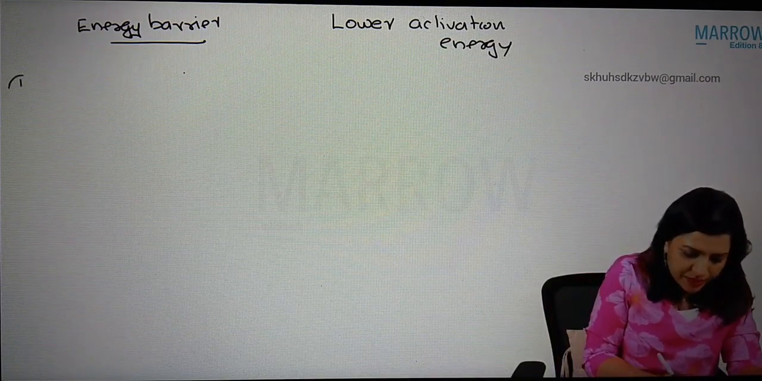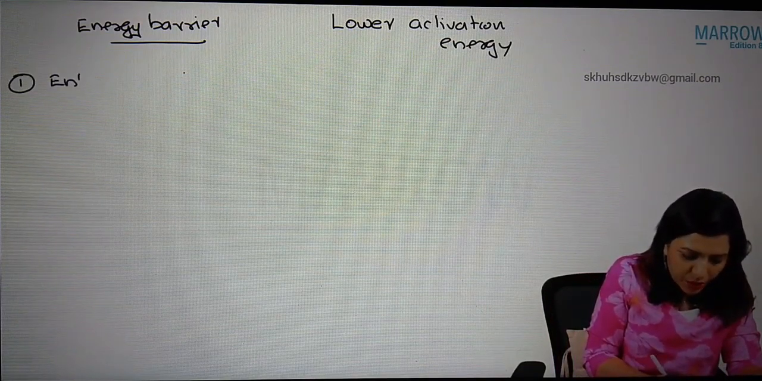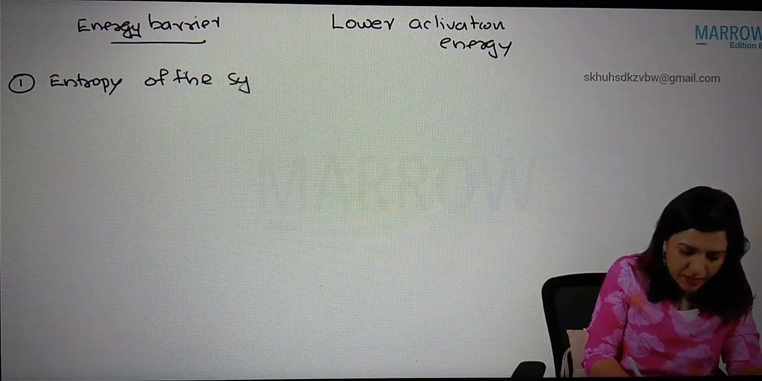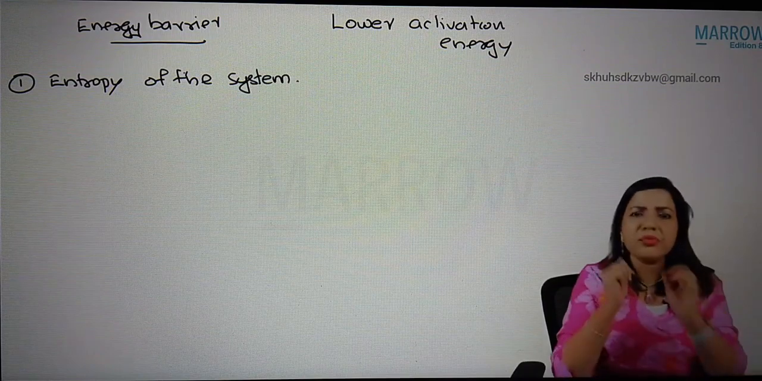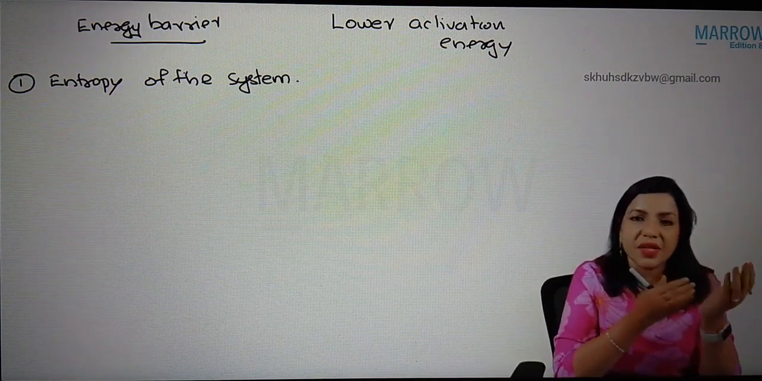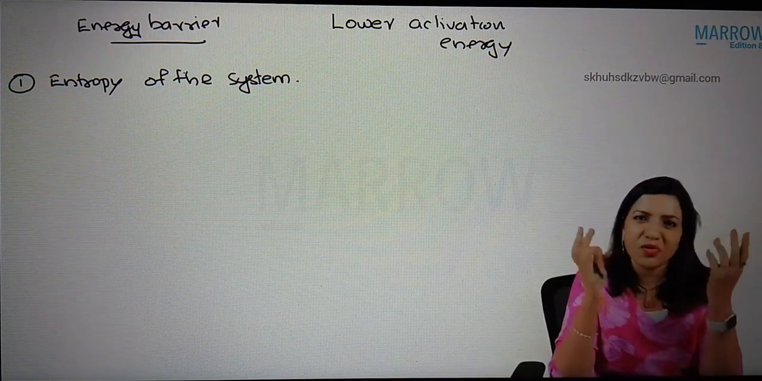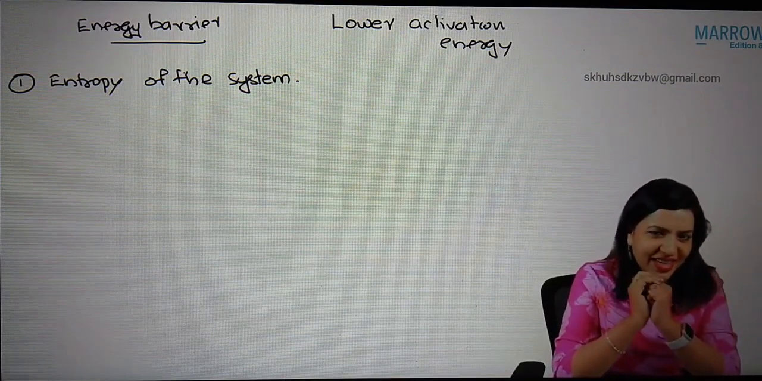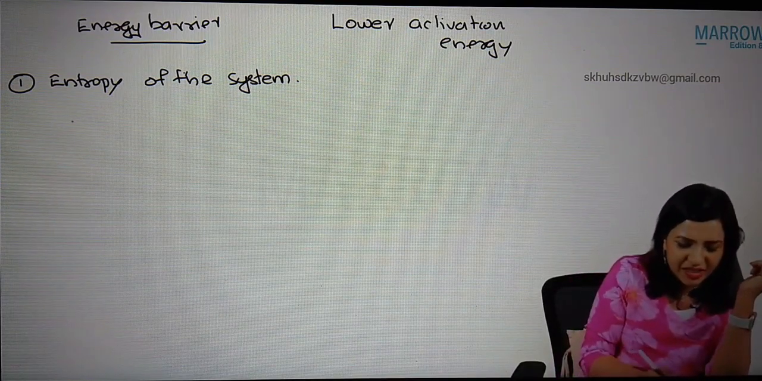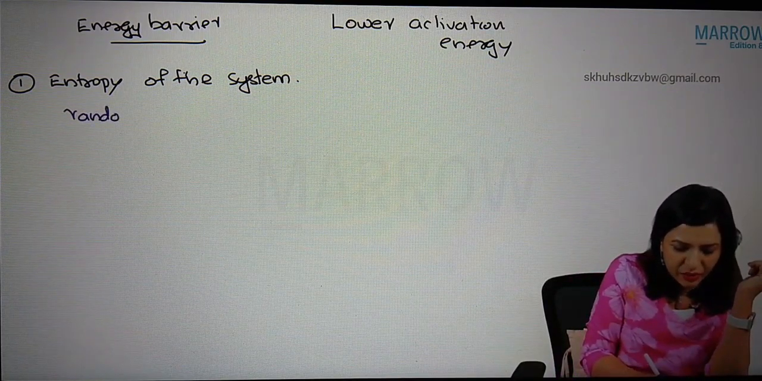Number 1 is entropy of the system. Okay, what do you mean by entropy? Do you remember the physical chemistry classes that we have learned in +1 and +2? Oh, we have all forgotten that, right? I will just tell you what is entropy. Entropy is called the randomness of a system.